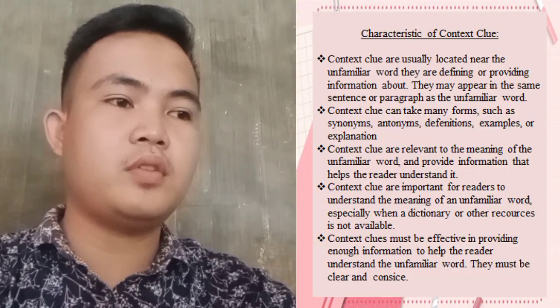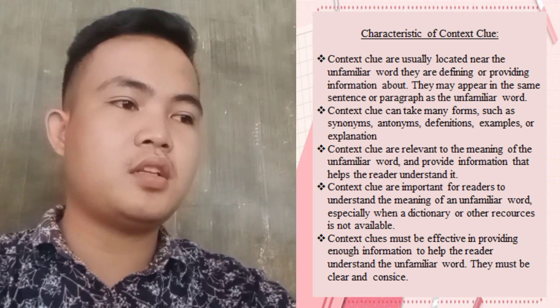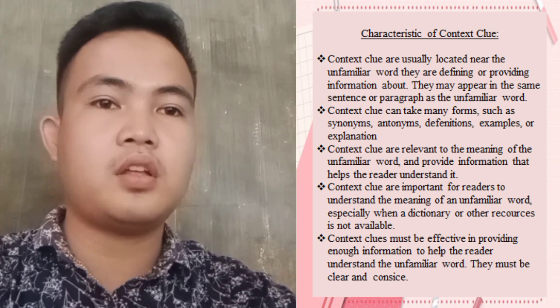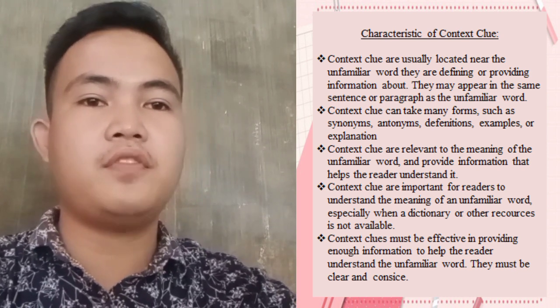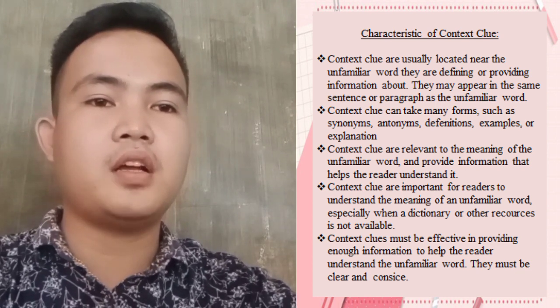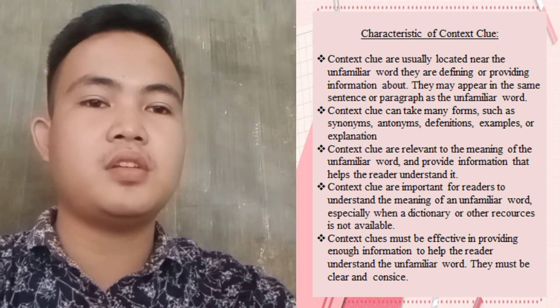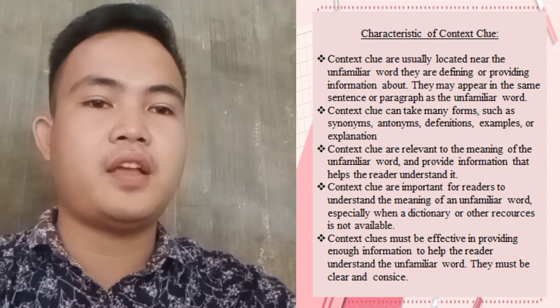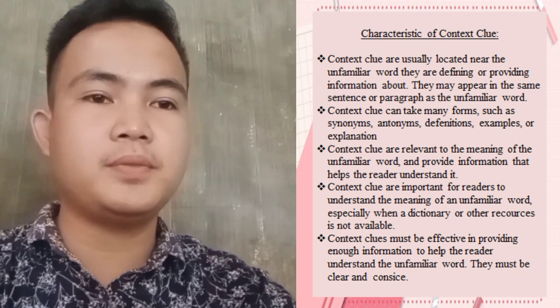Alright everyone, now I will continue to explain the material about the characteristics of context clues. In our slide, the characteristics of context clues have 5 points. The first is that context clues are usually located near the unfamiliar word they are defining or providing information about. They may appear in the same sentence or paragraph as the unfamiliar word. So that is the meaning of the first point.